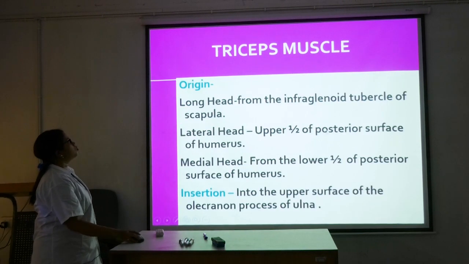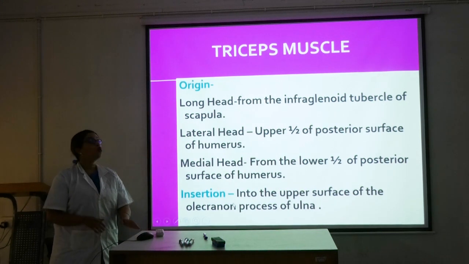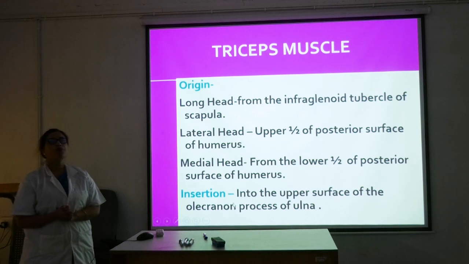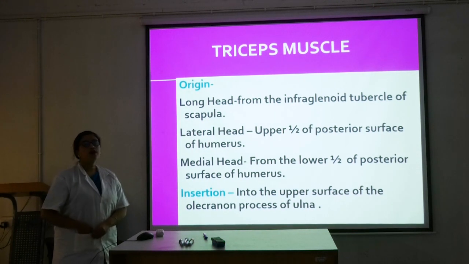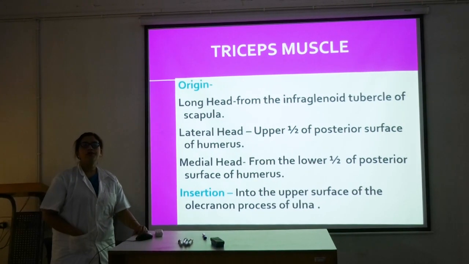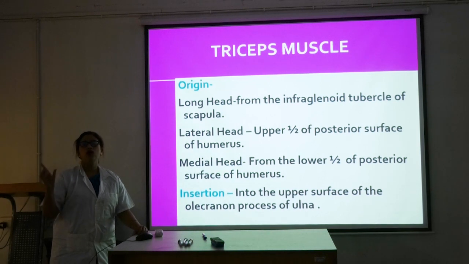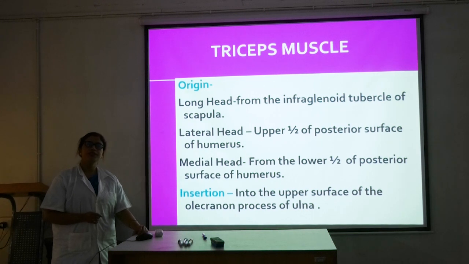So see, now the next muscle is the triceps. If you see the origin, how many heads does it have? Three heads. Write it down. The first one is the long head. So tell me the origin of the triceps. There are three heads. The long head takes origin from the infraglenoid tubercle of the scapula.